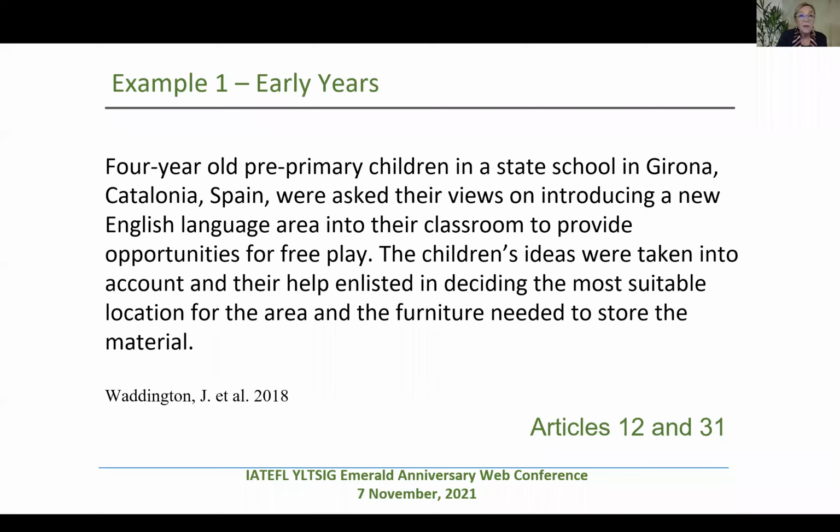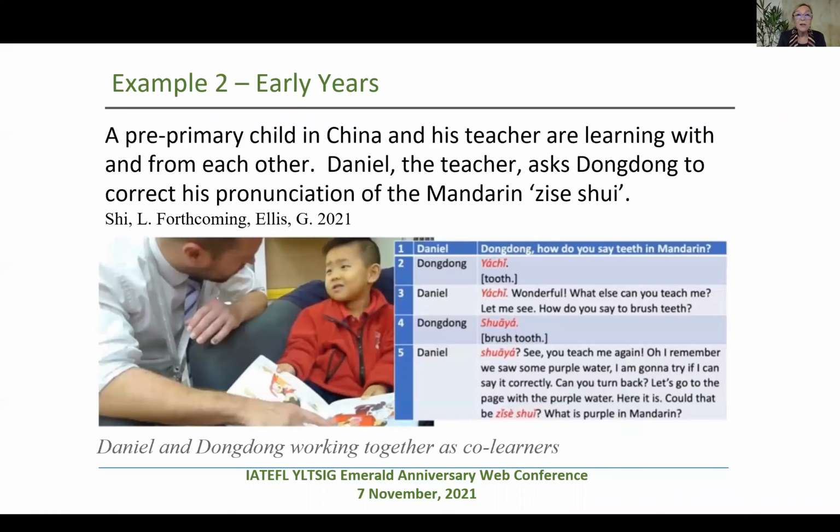Okay, let's have a look at another example, another early years example. A pre-primary child in China and his teacher are learning with and from each other. Daniel, the teacher, asks Dong Dong to correct his pronunciation of the Mandarin Shui. I have no idea if I pronounced that right. I need Dong Dong to help me. So if you look at the text here, on line 5, Daniel says, "See, you teach me again. Oh, I remember we saw some purple water."